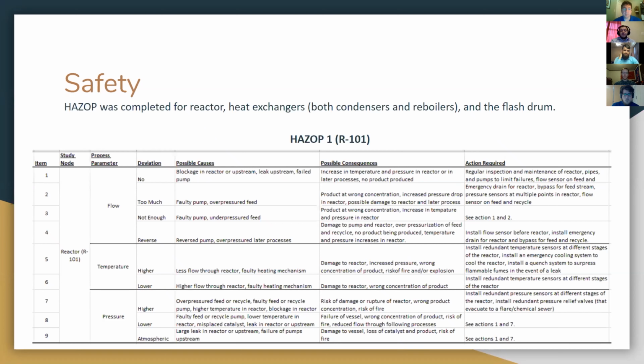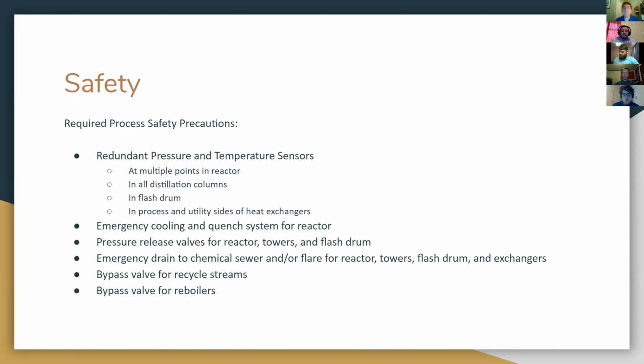From those HAZOPs, we determined a few things. That for safe operation, we needed redundant pressure and temperature sensors at multiple points in the reactor, in all of our distillation columns, in the flash drum, and on the process and utility sides of our heat exchangers. We also determined that there was some risk for runaway reaction, so we needed emergency cooling and quench for our reactor, and emergency pressure release systems for our reactors, towers, and flash drum. We needed an emergency drain to either a chemical sewer or a flare for our reactors, towers, flash drums, and exchangers in case of overpressurization.